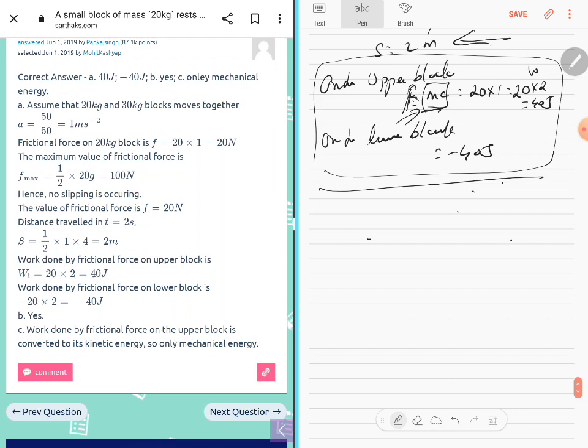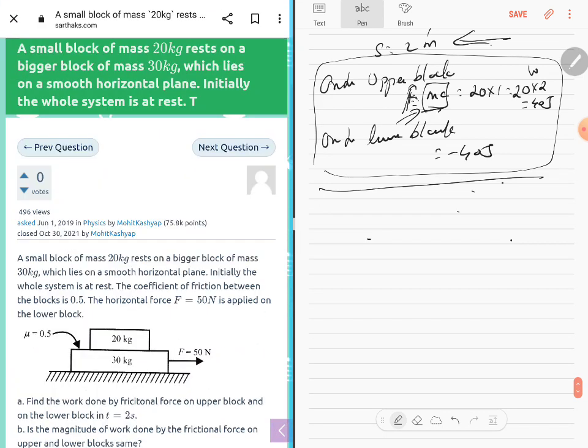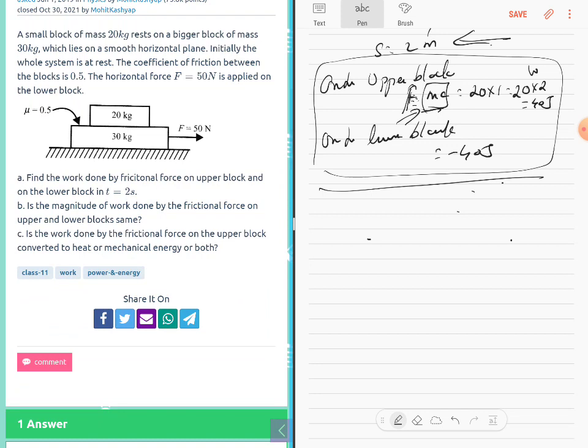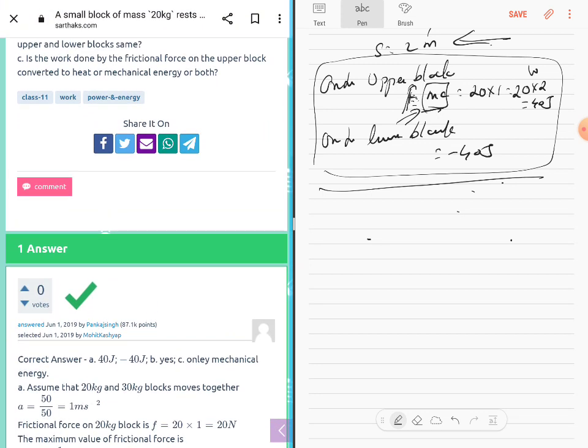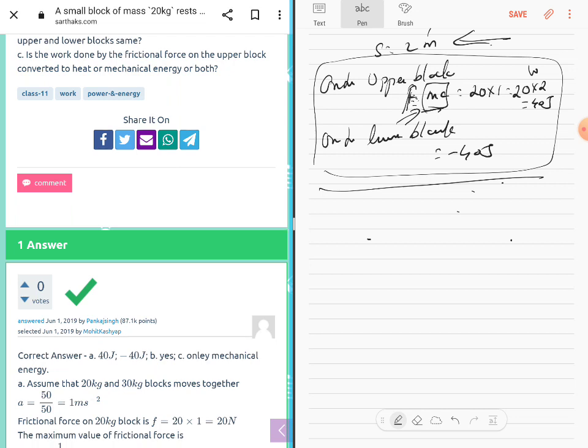Okay, so next, what else is the question? Is there another part here? That's all. Okay, is the work done by the friction force on the upper block converted to heat or mechanical energy or both?